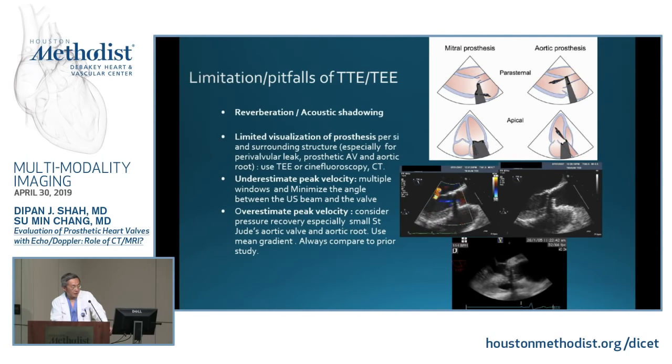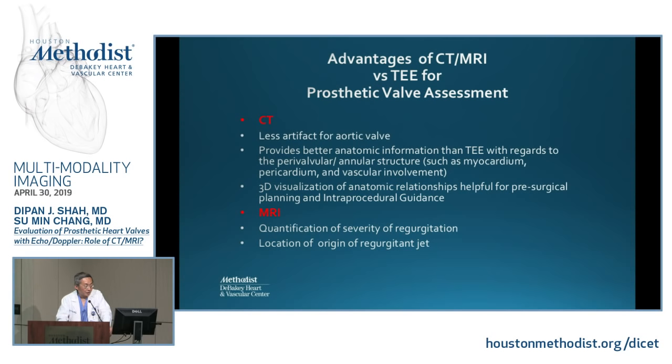Okay. All right, but obviously, TEE and transthoracic have some limitations. I'm not going to go through them, you all know about the problem of acoustic shadowing, and if you're not aligned well, you can underestimate the true velocity. That's why CT and MRI come in, and the advantage of CT and MRI versus TEE is obviously less artifact. We can assess the entirety of the prosthesis, the cardiac structure, the extracardiac structure, the coronaries, allowing an unlimited view, 3D rendering, and MRI offers superb, more accurate quantification of severity of lesion. And in certain types of prosthesis it's very useful to help us localize the origin of the regurgitating lesion.